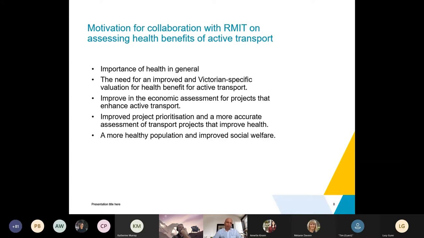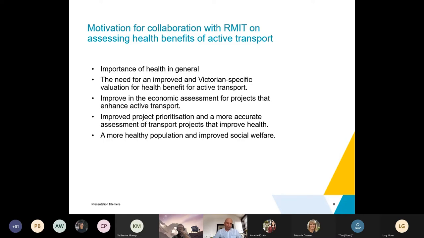So the main motivation for us to collaborate with RMIT is the importance of health in general that we acknowledge, and also the acknowledgement that there is a need for improvement in the way that health benefit is valued. And having a more Victorian specific valuation, as you saw, most of the values were general, the ones that are provided right now in the guidelines.